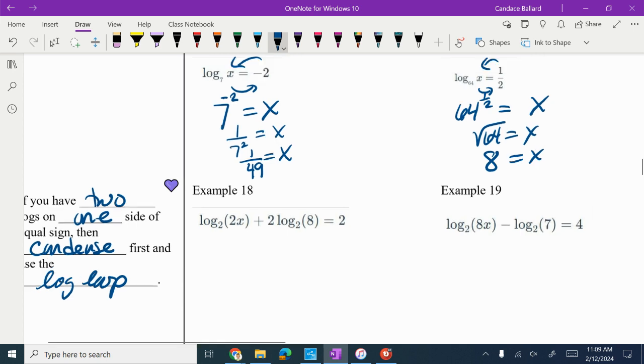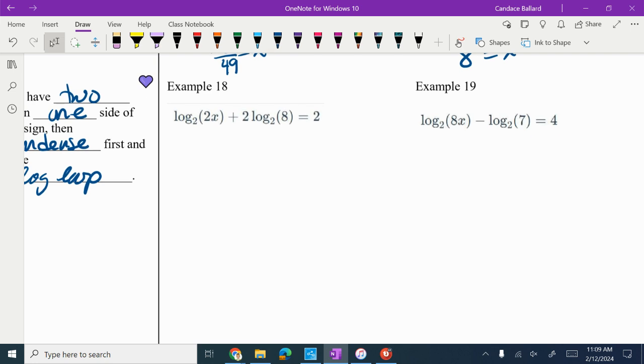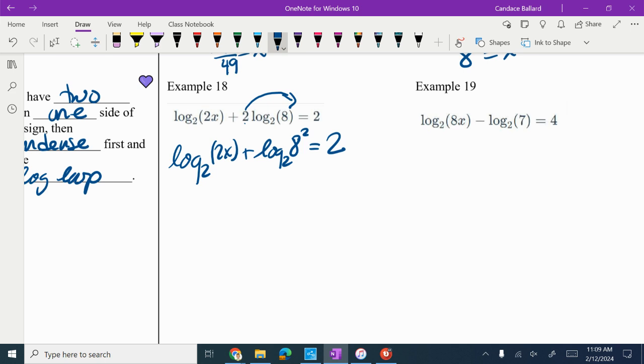Okay. All right. So looking at this first one, I have addition. Before I can do that, I have to move this guy up. Where do I put the 2? Exponent. So that's not new. We've been working on that for a while. So I'm keeping it log base 2 of 2x plus log base 2 of 8 squared equals 2.